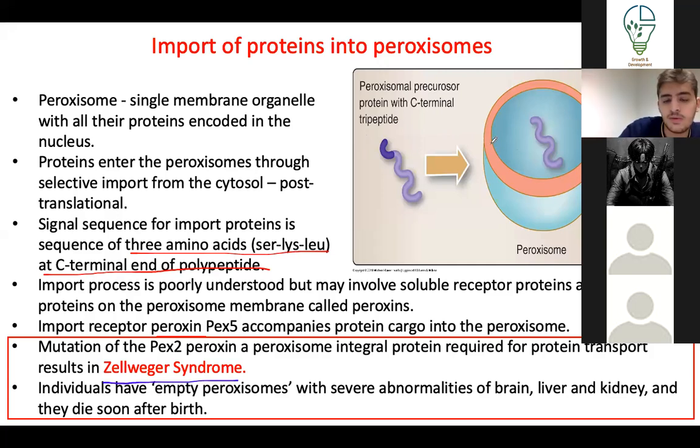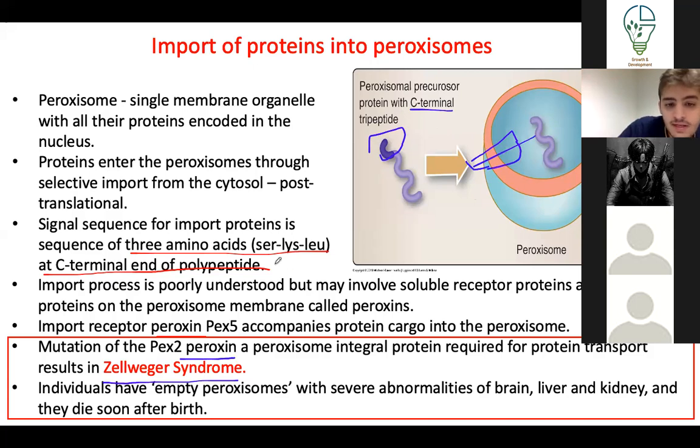It's extremely simple. You have a polypeptide chain, post-translational translocation, with a sequence. However, this sequence is found on the C terminal. Unlike others, this one is on the C terminal. This sequence is recognized by peroxin, which is a protein found on the peroxisome. Once it binds to it, it enters. That's it. That's all you should know.